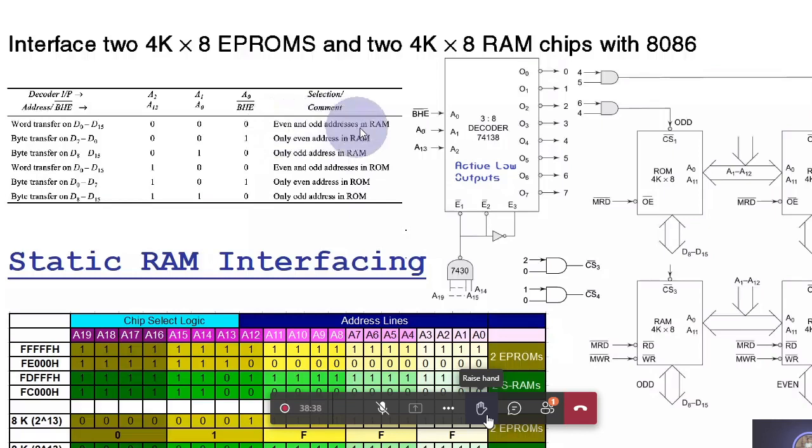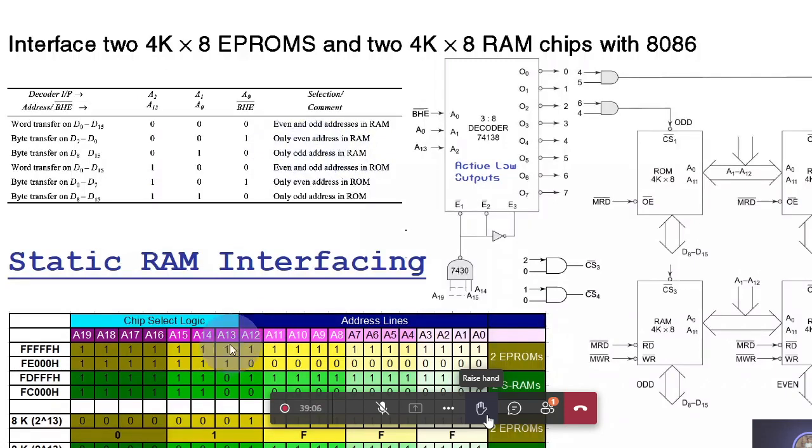Similarly, let us look at another combination, 0, 1, 0. 0, 1, 0 means BHE bar will be 0. That means odd bank is selected. A0 is 1. That means even bank is not selected. And A13 is 0. That means you have selected RAM and not ROM, right? So you are selecting only the odd bank from the random access memory. So let's see the explanation. Only odd address in RAM. So that is also true.